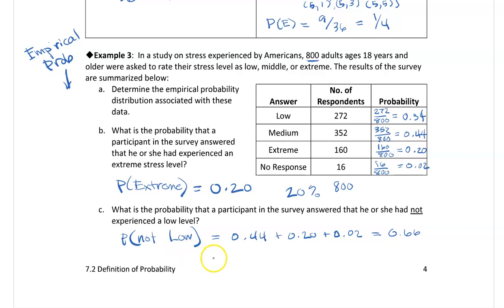But the other way we could do that is we could take 100% probability minus the probability of low. It's basically complementary counting. There's 100% chance of something happening and a 0.34 probability that somebody answered low. So if we subtract those two, we get the same thing. So you can do it either way, but it's good to point out that rather than adding up all those three, we can take the total probability of all of the simple events and subtract the probability of being low, and then we'll get the probability of not being low, of the stress level being something other than low.